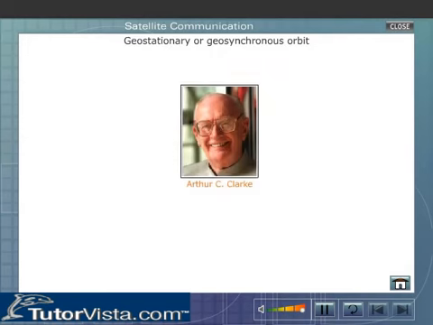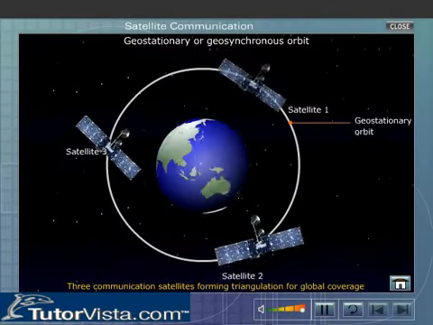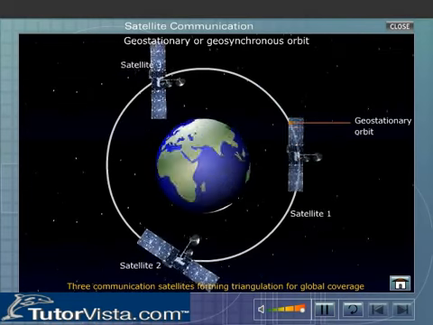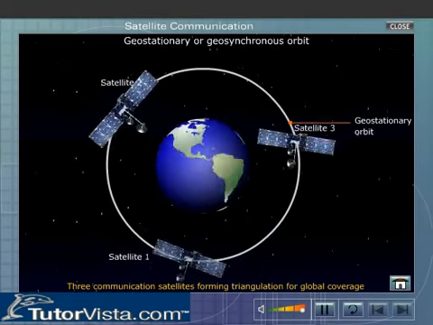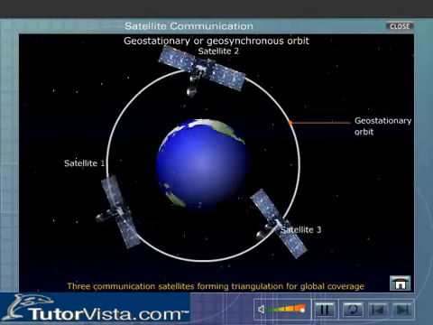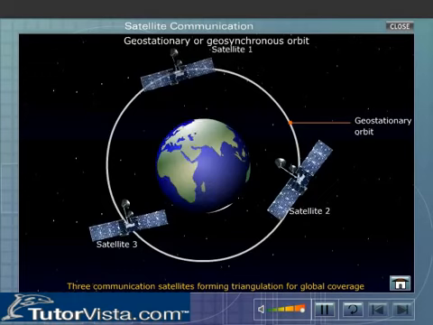This is in honor of Arthur C. Clarke, the man who first suggested in 1945 that satellites in geosynchronous orbits could be used for communication purposes. Entire Earth can be linked or covered by the communication network if three geostationary satellites are placed at the vertices of an equilateral triangle. Each of the satellites covers 1/3 of the globe.